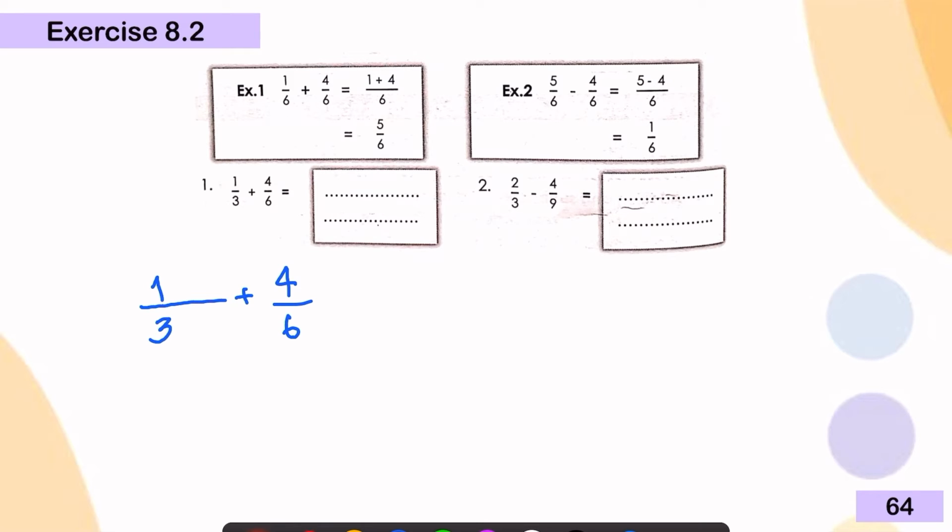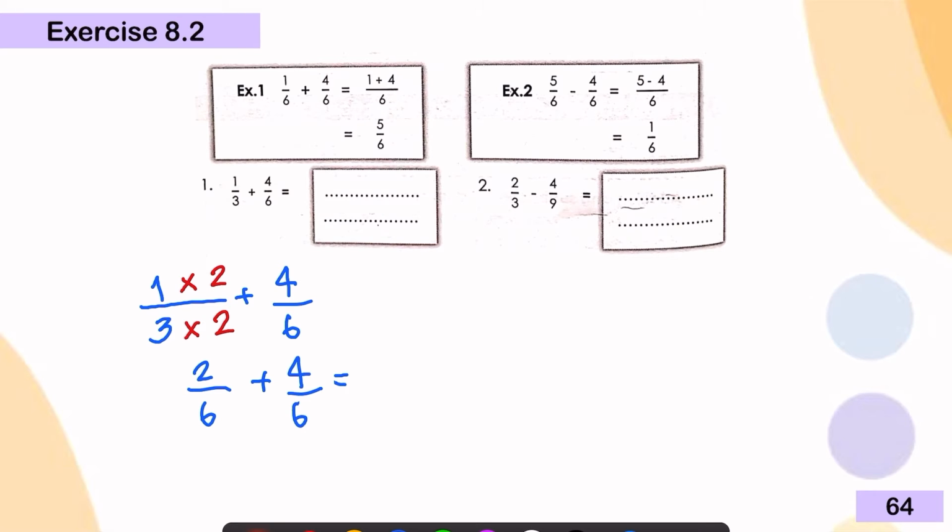Okay, tell me, how do I get 6 from 3? By multiplying. I have to multiply 3 by 2, okay? So I can get 6. As you can see, if I multiply 3 by 2, I need to multiply 1 by the same number. Okay, so from 1 over 3, we get 2 over 6. Can you see? 1 times 2 equals 2. 3 times 2 equals 6. So, for 4 over 6, you just leave it as it is. You don't need to change anything.